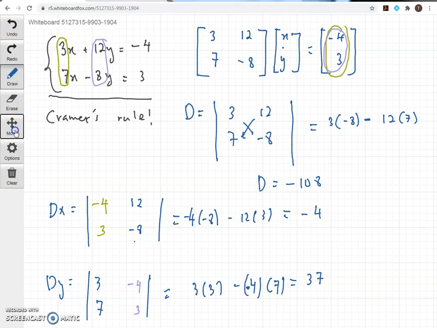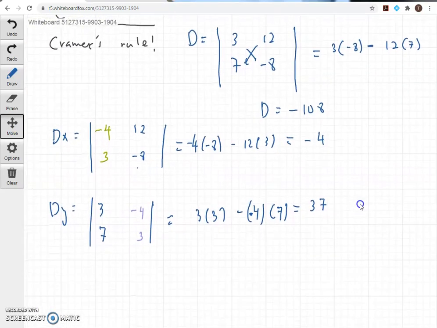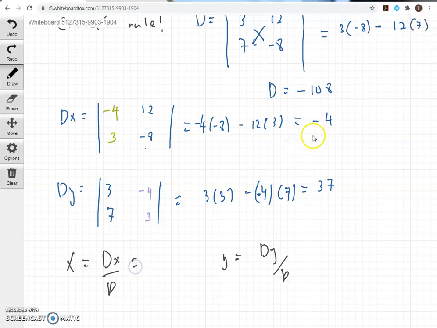Once you get all those values, the most important part is that with the values of D, Dx and Dy, you can get the values of x and y. To get x, the formula you use is Dx over D, and the value of y is obtained from Dy over D. So what is Dx? Dx here is negative 4, and you divide it by negative 108 because D equals negative 108. And the value of y is 37 divided by 108. So this is your final answer.